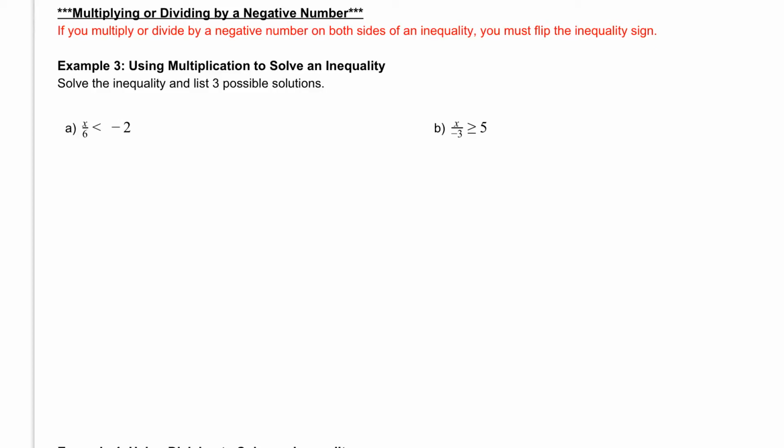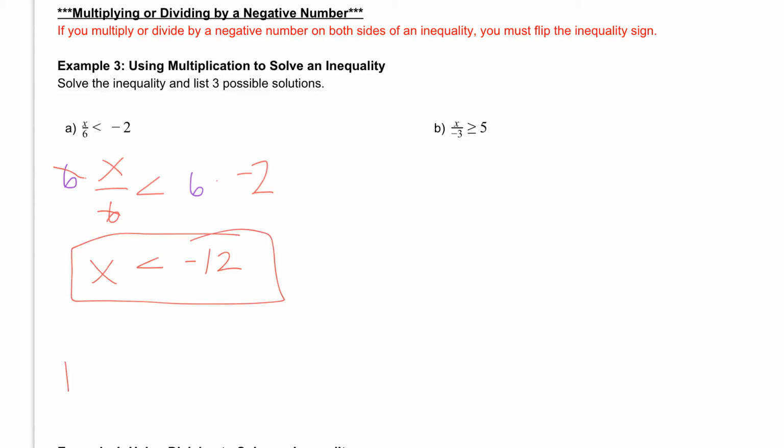If we take a look at letter A, we have x divided by 6 is less than negative 2. So what I'm going to be doing to get rid of dividing by 6 is I'm going to multiply both sides by positive 6. So I'm going to multiply the left-hand side by positive 6, and I'm going to multiply the right-hand side by positive 6. Notice that the number that I'm multiplying both sides by is a positive number. Just because this number is negative, it doesn't really matter. It's this purple number right here, these 6's that are the same on both sides, those are positive. So my inequality sign does not change. These 6's will cancel out, and I get x is less than negative 12.